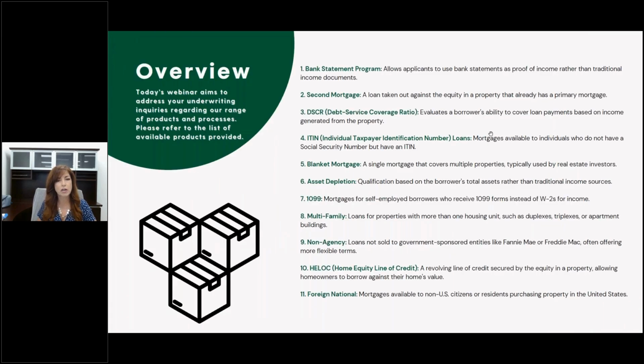We're going to talk all things non-QM. We do regular conforming loans, FHA loans, and VA loans in addition to non-QM, but as you probably know if you've worked with us, non-QM is our specialty. That sets us apart from everybody else. We pride ourselves on common sense underwriting. We look at the big picture and think out of the box about how we can make a loan make sense and work together with our partners in business to make that happen.